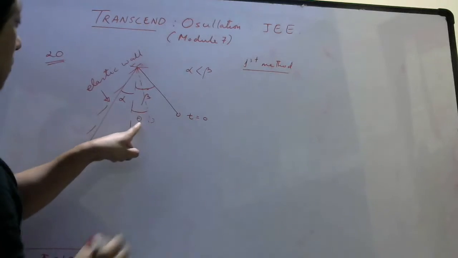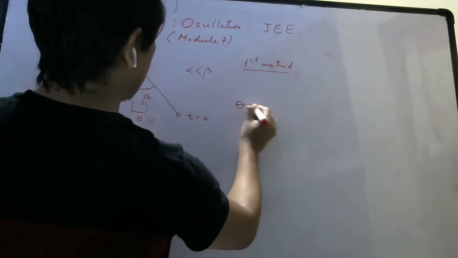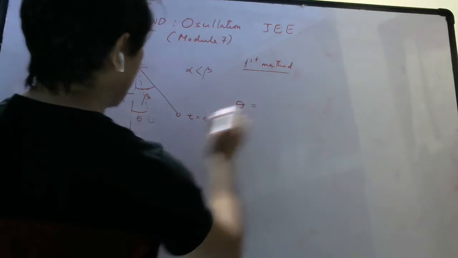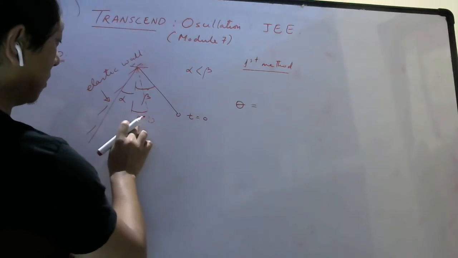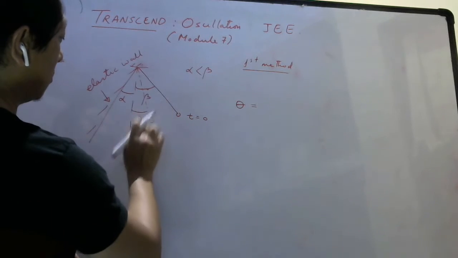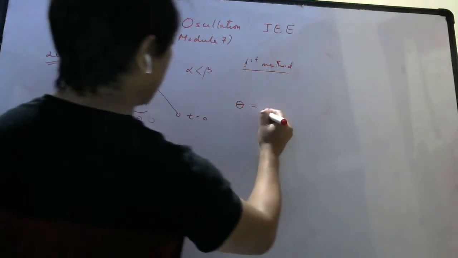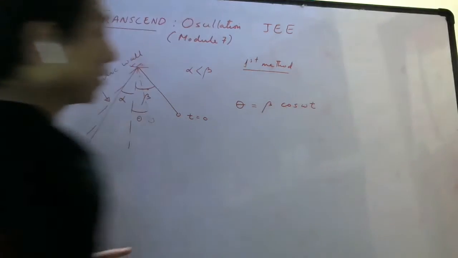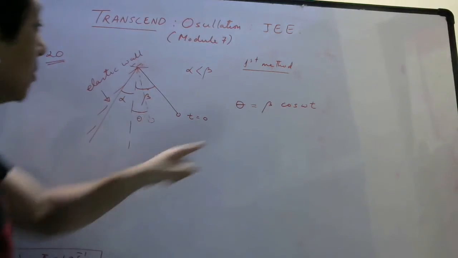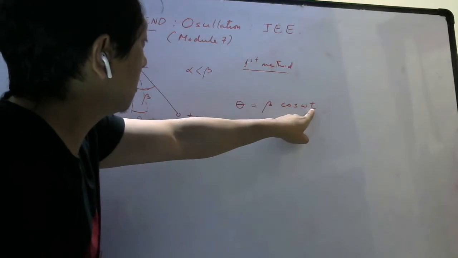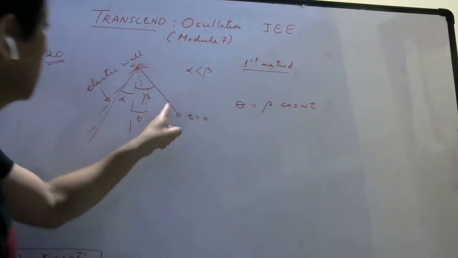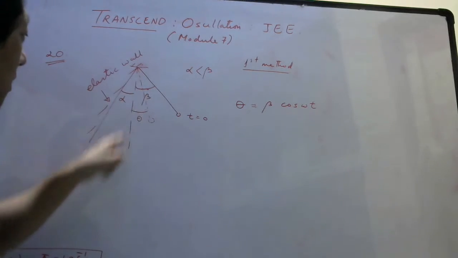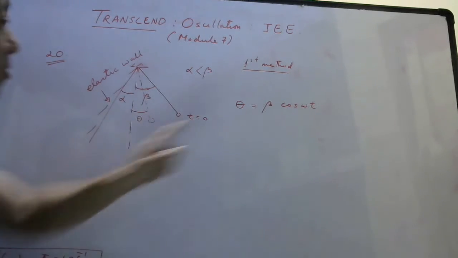So what function will you use for theta? Theta is oscillating, right? So you can use sine or cos. But here at time 0 your theta is maximum, which is beta. So theta will be beta cos omega t, you can't use sine omega t. Correct, no? At time 0, if you substitute 0 here, theta will be beta, which is the requirement. At time 0, the angle made by the pendulum with the vertical is beta, not 0. So you can't write the sine function.